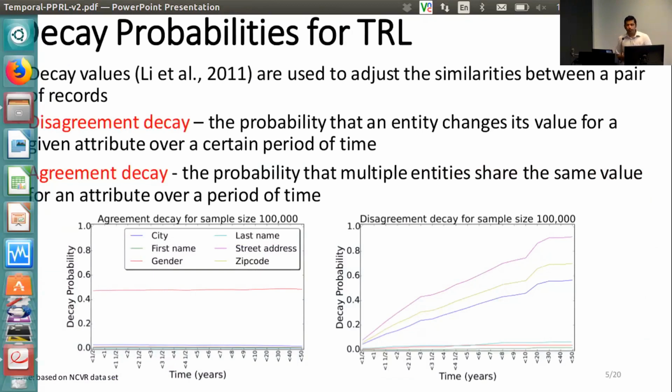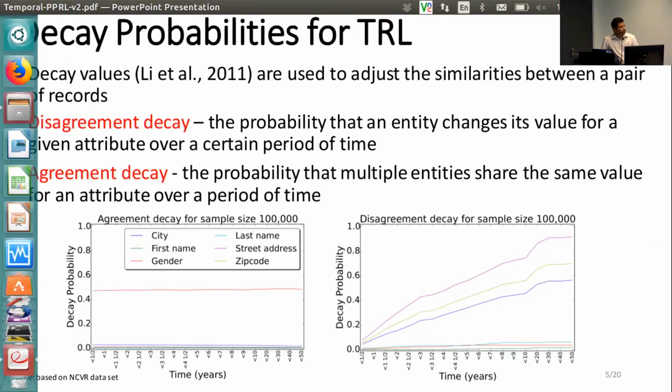So they introduced these two different probability values known as disagreement decay and agreement decay. In the disagreement decay, you calculate the likelihood that a person changes his or her attribute values over a given period of time, while in the agreement decay, you calculate how often, or what's the likelihood, that two or more people share the same attribute value over a given period of time.